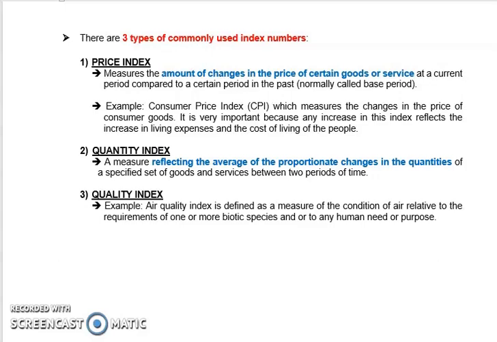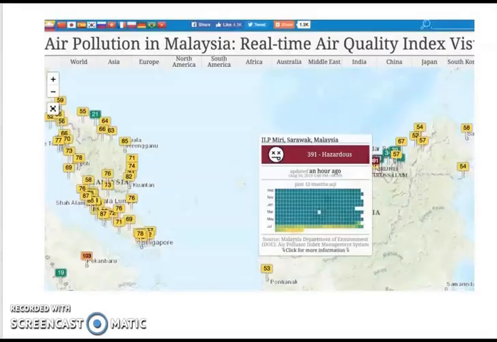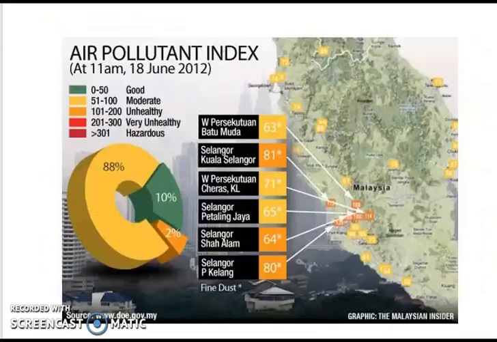And the last one, we also have quality index. For example, we have air quality index. Okay, this is an example of air quality index. In Malaysia, we call it API, air pollution index. Here, for example, we have 78, 58, 55, and so forth. And this is an example of how we read the air pollution index. From 0 to 50, it indicates that the air is good, 51 to 100, moderate, and so forth.